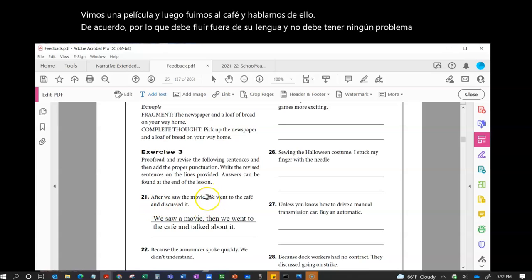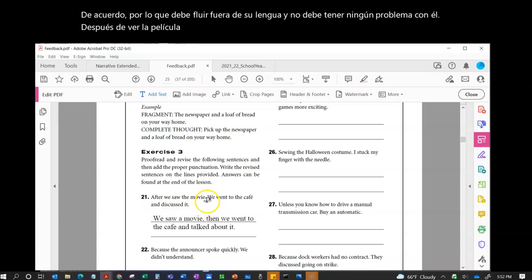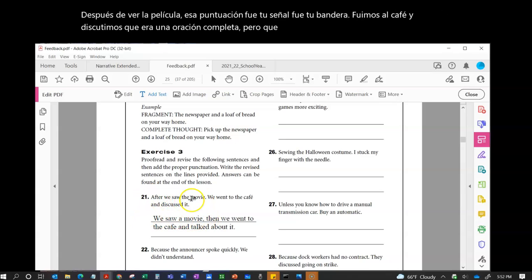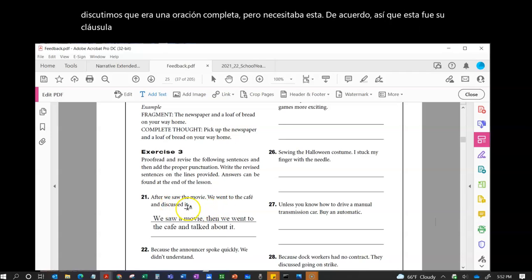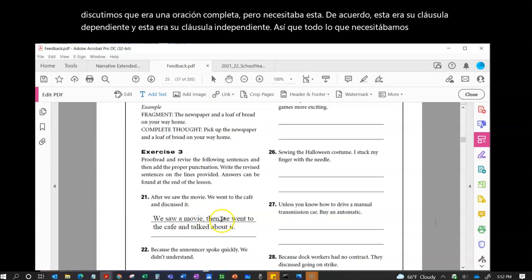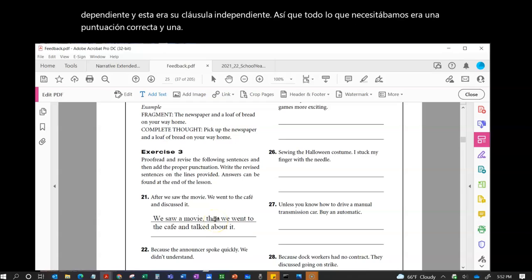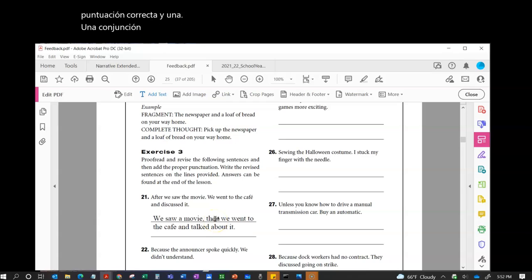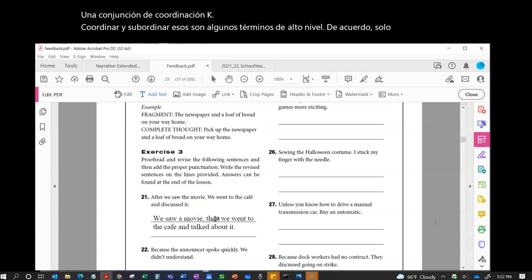After we saw the movie, that punctuation was your cue, was your flag. We went to the cafe and discussed it. That was a complete sentence, but it needed this one. Okay. So this was your dependent clause and this was your independent clause. So all we needed was correct punctuation and a coordinating conjunction. Okay. Coordinating and subordinating, those are some high level terms. Okay. I only use those with my advanced students.